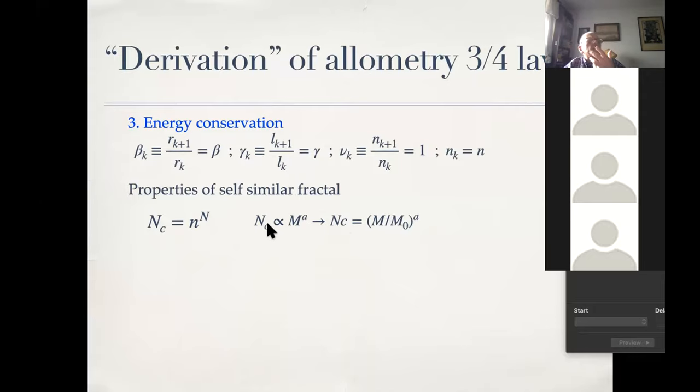I mean, it's proportional, but they are different by the dimensions. This is a number, and the mass is measured in kilograms. So I cannot write the equation equating apples and peaches. I have to, therefore, write the formula which says that the number of tubes at the capillary level must be equal to the mass, but there must be a unit of mass which makes this mass dimensionless. So this is m divided by this unknown to me at the moment mass m0, with the exponent a.